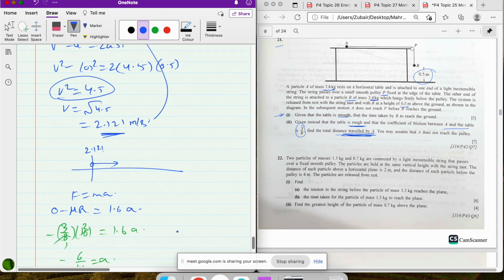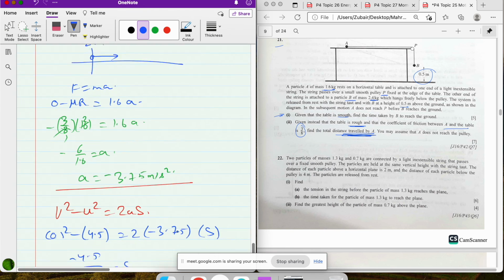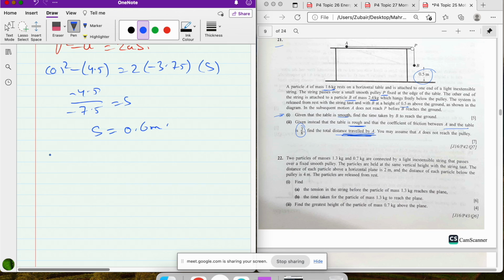So basically A first traveled 0.5 meters while connected with B, and then travels 0.6 meters before it comes to rest. So the total distance is 0.5 plus 0.6 equals 1.1 meters.